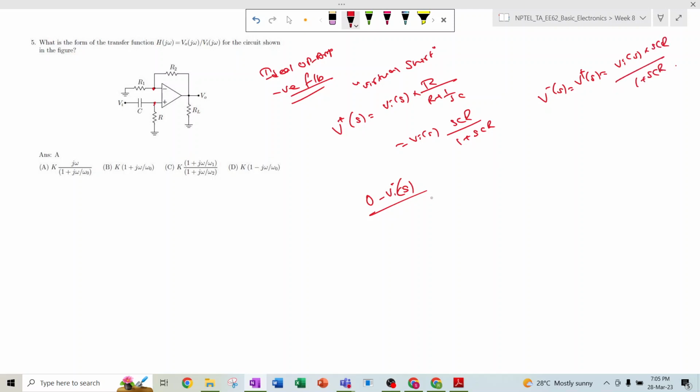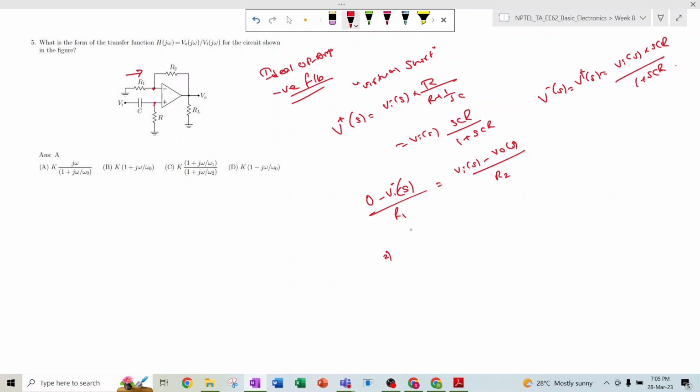Now the current flowing through here, 0 minus VIS divided by R1, is equal to VIS minus VOS divided by R2.